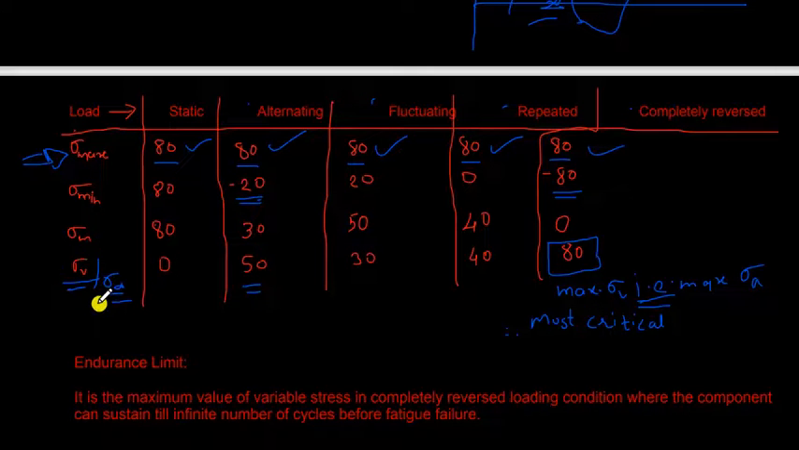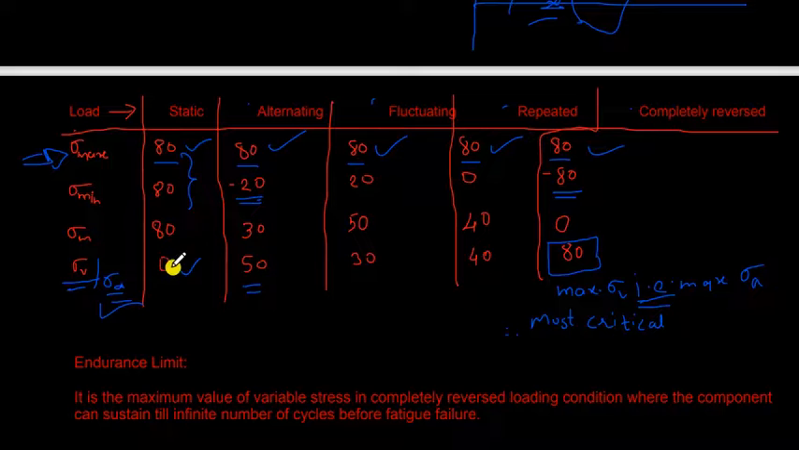variable stress or the stress amplitude will decide which will be the critical condition where the component will fail at very low stress value. That means at very low stress the component will fail. Here you can see, if I put static load, that means sigma max and sigma min are equal. These two are equal. There is no variation. So variable stress is 0. You know how we calculate variable stress: sigma max minus sigma min.